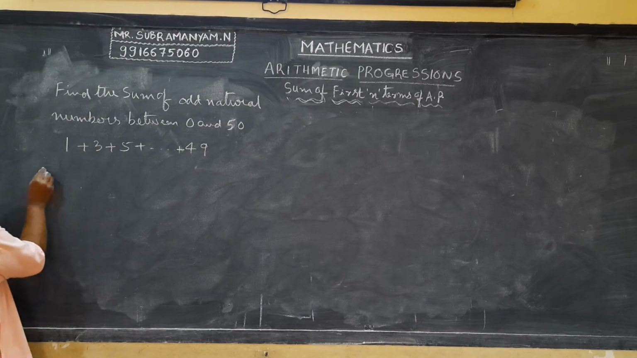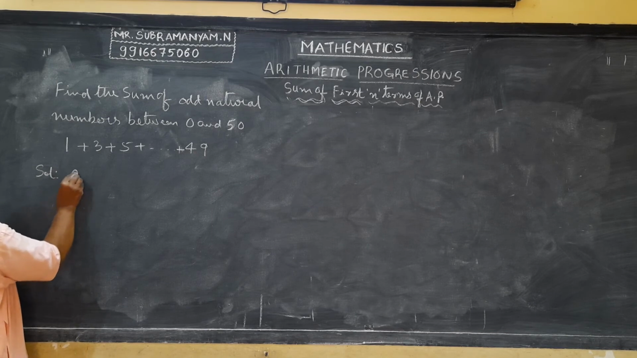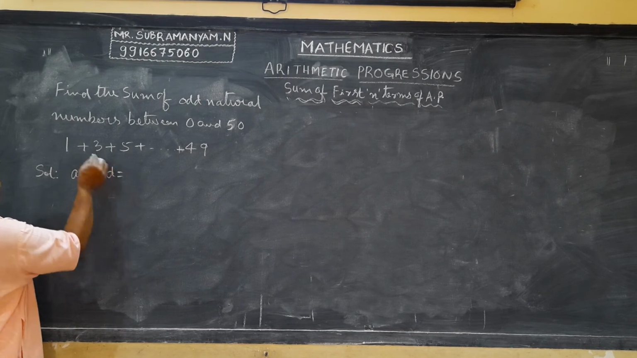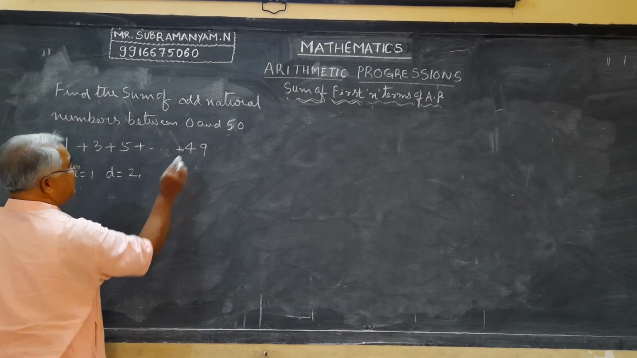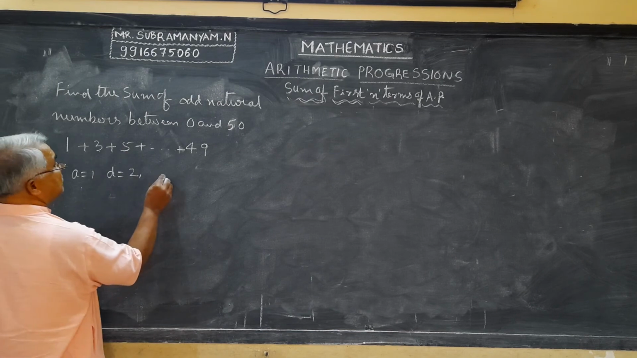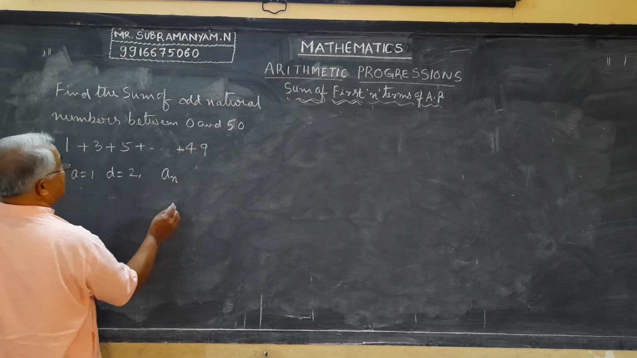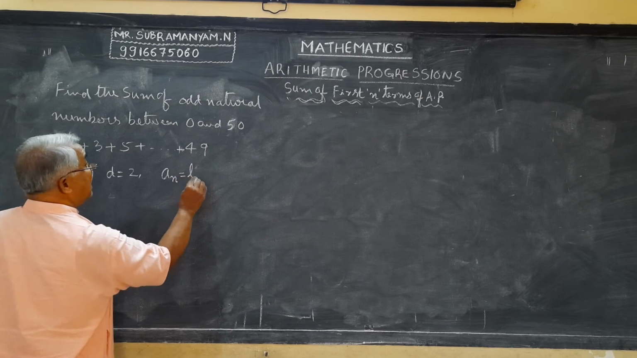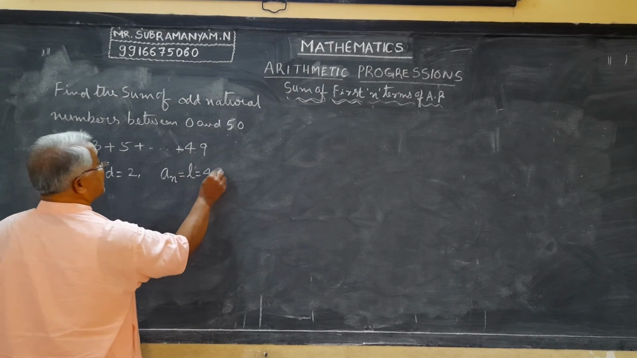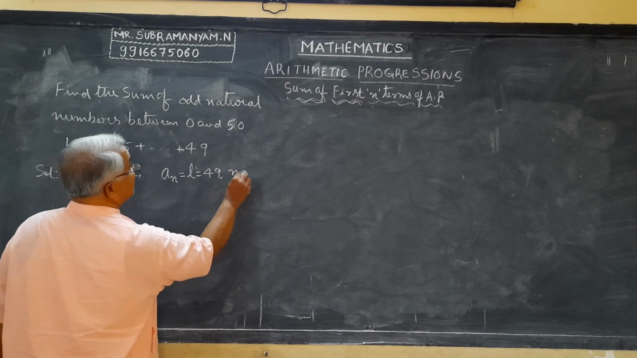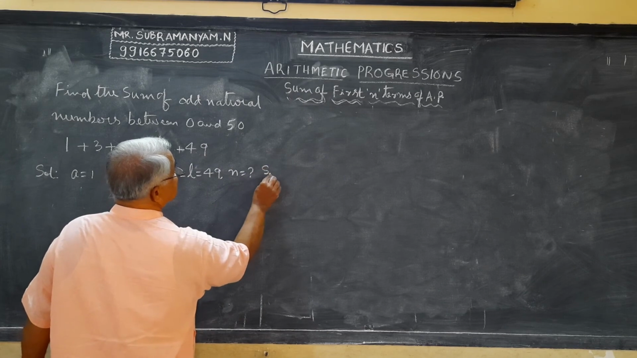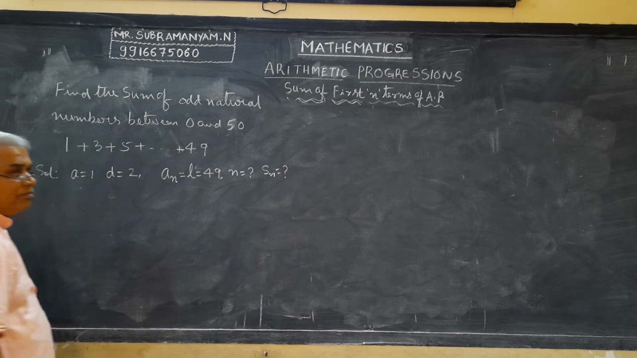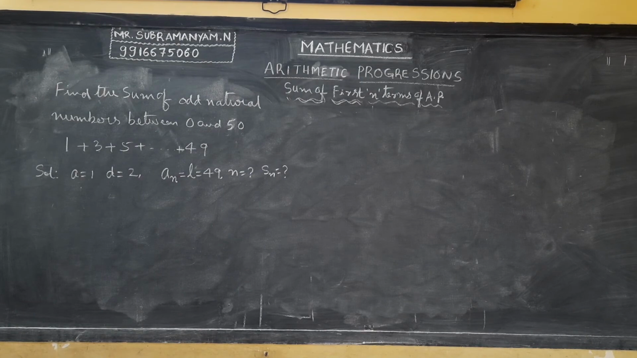Now, A value is 1. D value: 3 minus 1, 5 minus 3, it is 2. What is this, an? 49. It is the last term, or it is called L. It is 49. We want the n value, we don't know, and we want the sum of these terms, Sn value. So to find the n value, we use the formula an.